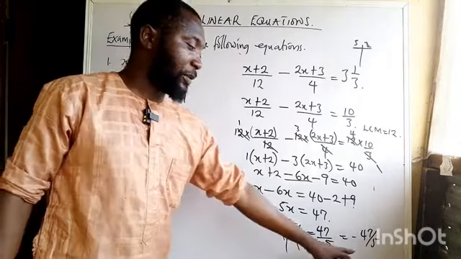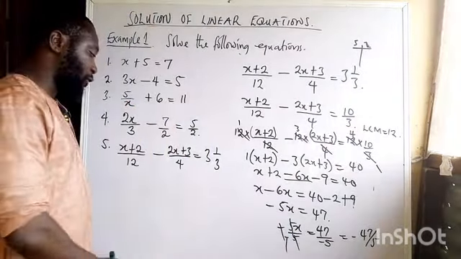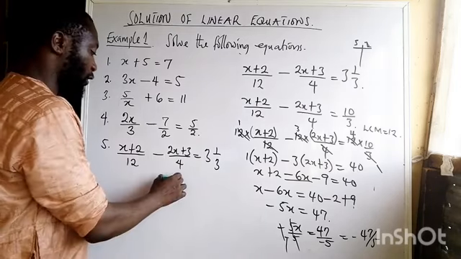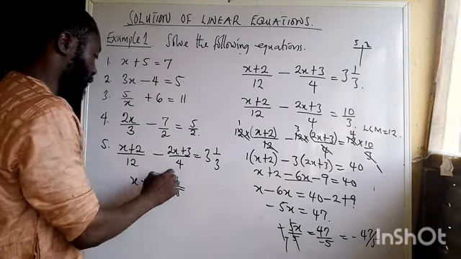If you like, you can express this as a mixed number. How many 5 goes in 47? That's 9, remainder 2 over 5. And that is negative. x equals this.